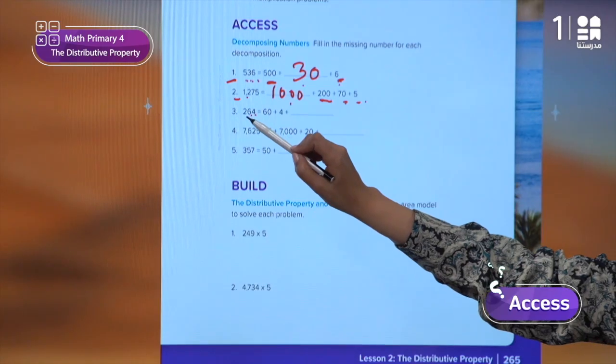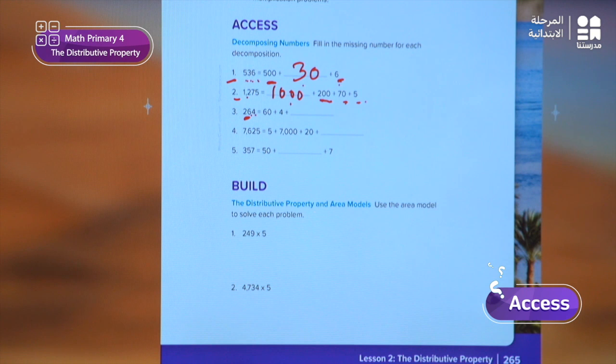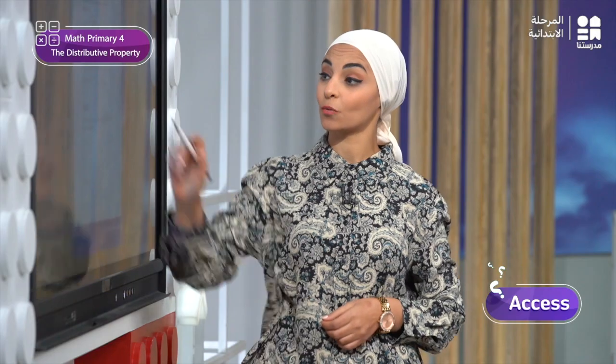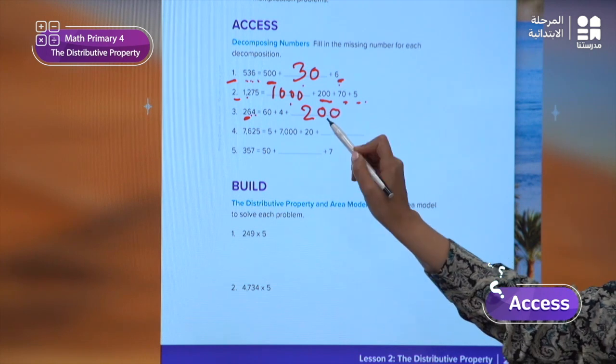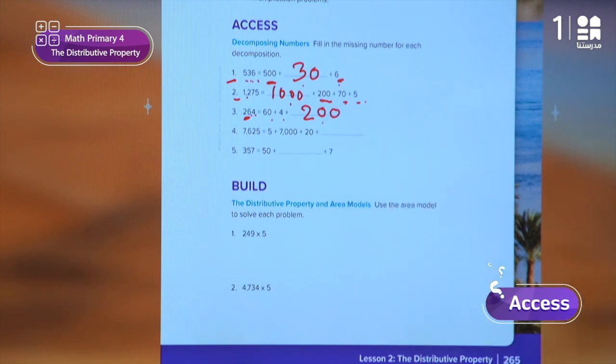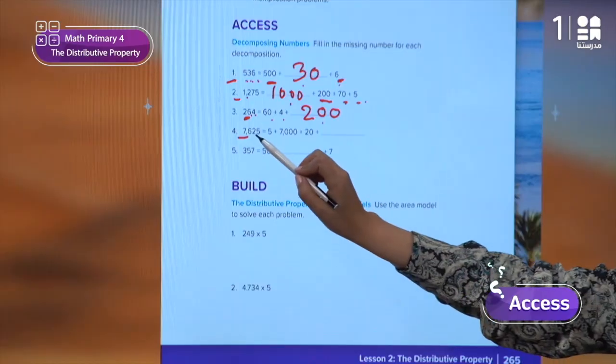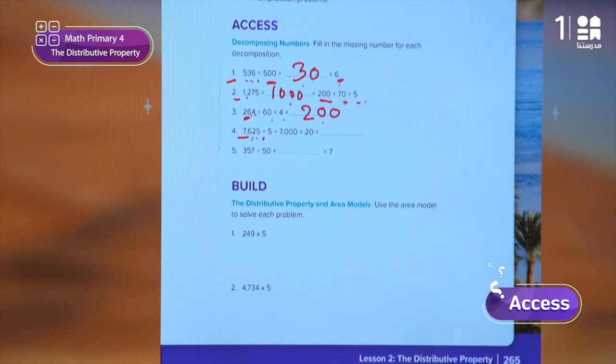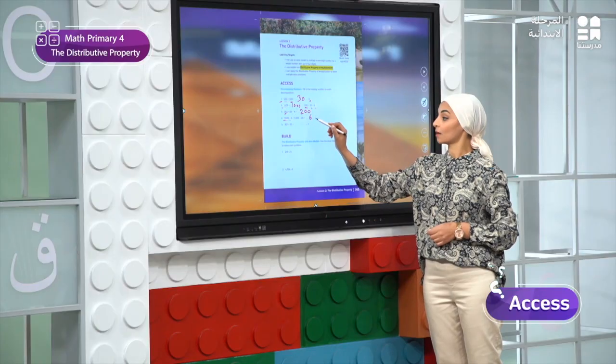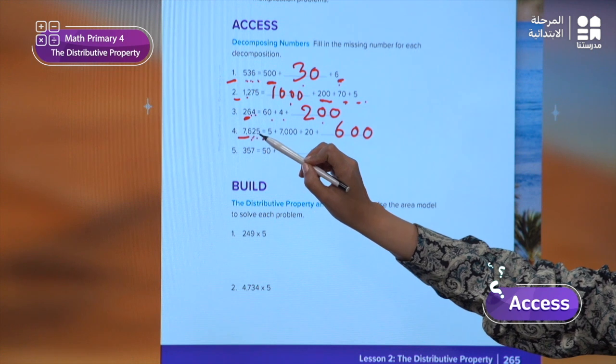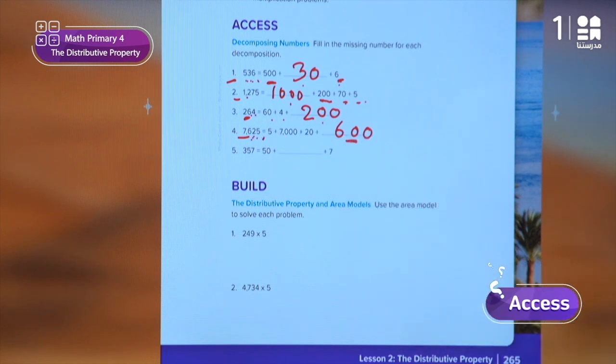In the same way, we will solve problem number 3. We will cross out 6 and 4 and write the value of 2, right? What is the value of this 2? Yes, the 2 in the 100 place equals 200. This is 264. And now, in problem number 4, the 6 is in the 100 place. This is ones, tens, 100, and 1000. 6 is in the 100 place. So, what is the value of 6? It will be 600, right? So 7625. So, the 6 is 600.